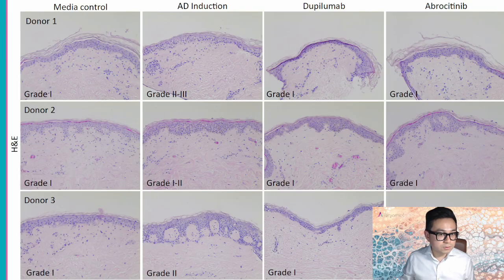Same then with donor 3. The neat background histology with spongiosis, and what you see perhaps are rete ridges. So not really representative of thickening here, but it does recover in dupilumab and abrocitinib.